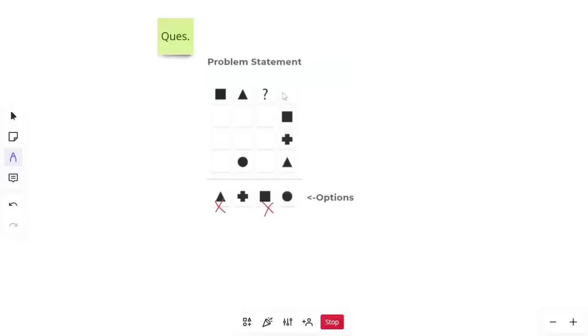So let's see, can we fit a plus here? Can we fit it? No, that is not possible. Why so? Because plus is already coming once, right? So the only option that we have is plus will come here and here circle will come. Okay. So that is why the answer for this question is the question mark will be replaced with plus. That is why the correct answer will be plus. Hope you have understood it.